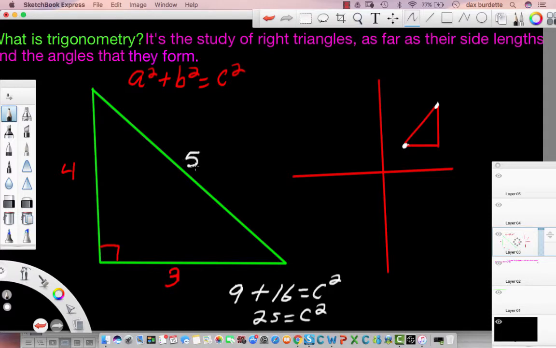So we know that. And that's the Pythagorean theorem. However, with trigonometry, we're talking about something different. Okay? We're talking about right triangles, but there's something different about the right triangles that we're looking at, or that we are given.